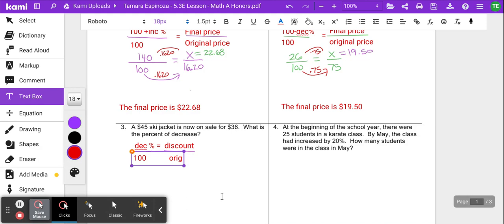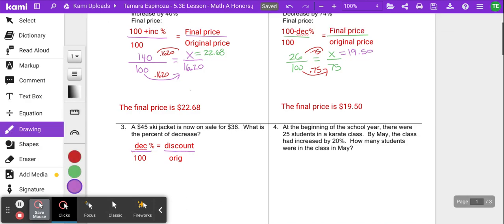Okay, so we can plug it in. A $45 ski jacket is now on sale for $36. So if I want the percent decrease, then I need to know what the discount was. So I don't put 36. That's the final price. I want the discount. So from 45 to 36, we saved $9. So my discount was $9. My original was 45. I'm looking for the percent off out of 100.